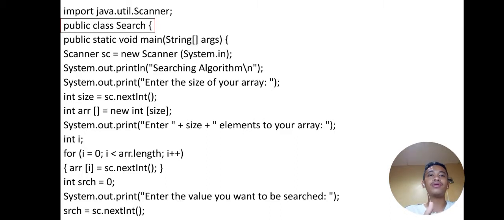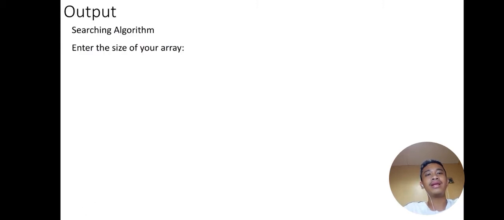Next, we have our public class named Search, and under it we have our Java main method. Next, we have the instantiation of Scanner named sc equals new Scanner(System.in). Next, it will print these two lines, "Searching algorithm" and "Enter the size of your array." So the output will be like this.